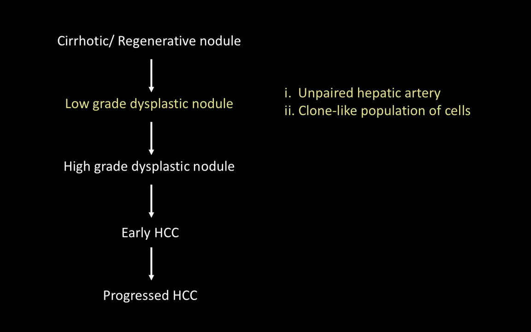What this means is, for example, all the cells are similar to each other. So if there is manganese or copper or something like that in the cells, we will see a T1 hyperintense nodule. If instead there is iron in the cells, we will see a T2 hypointense or siderotic nodule. What is important to remember is that the clone-like population of cells is seen in the dysplastic nodules. By the time it becomes HCC, this clone-like population is lost as there is further de-differentiation.